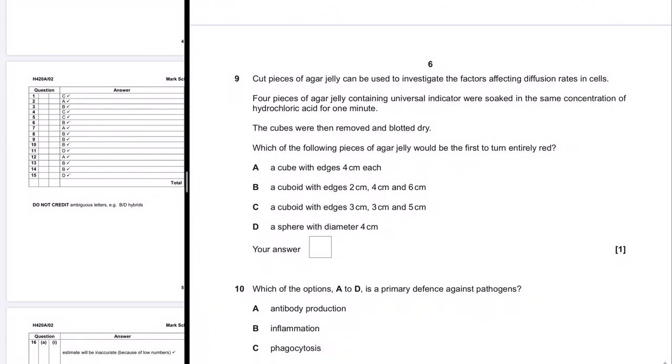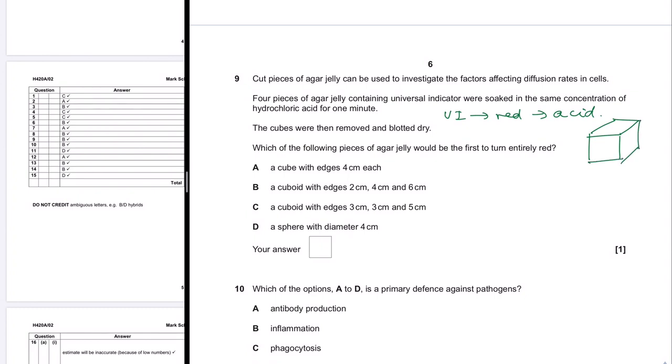9. Cut pieces of agar jelly can be used to investigate the factors affecting diffusion rates in cells. 4 pieces of agar jelly containing universal indicator were soaked in the same concentration of hydrochloric acid for 1 minute. The cubes were then removed and blotted dry. Which of the following pieces of agar jelly would be the first to turn entirely red? One thing that might not be obvious is that universal indicator will turn red in the presence of acid. So what we are looking at is rate of diffusion.